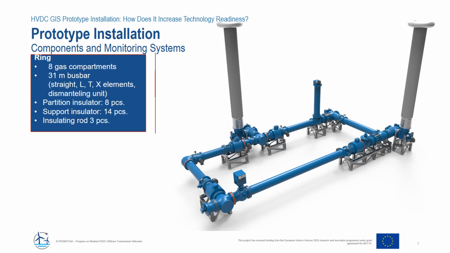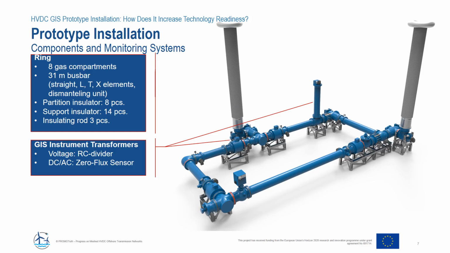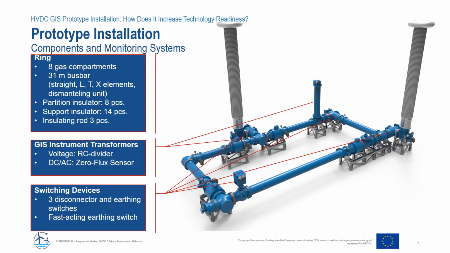The prototype installation consists of all major components needed for such an HVDC hub. We have different gas compartments, we have all kind of modules, we have L, X, T-shaped modules, we have dismantling units, there are partition and support insulators, as well as disconnector insulating rods included as solid insulation, and we have DC capable instrument transformers, and we have the switching devices, the disconnector, earthing switches and the fast-acting earthing switch included.